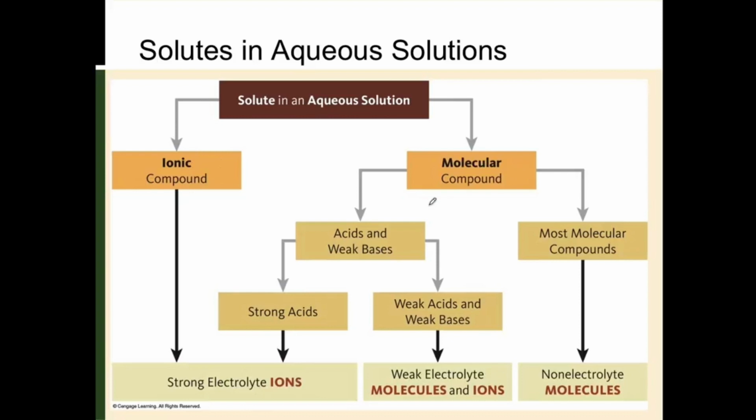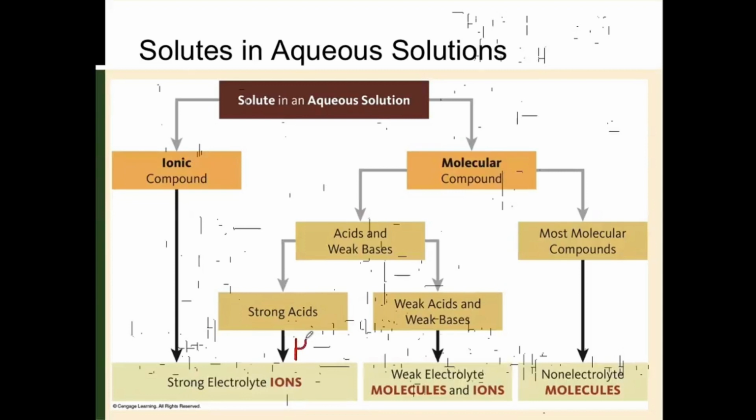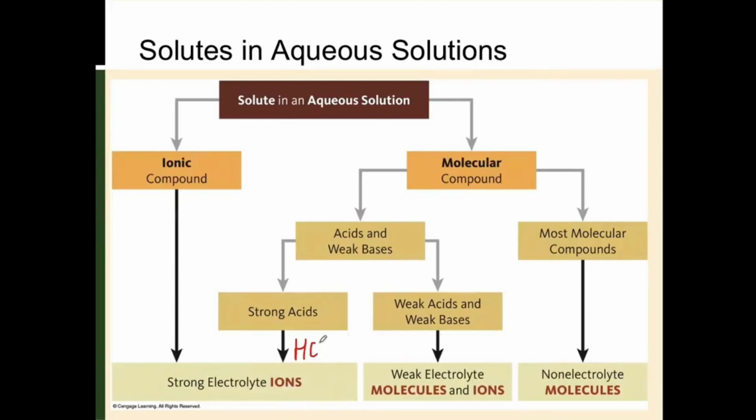So acids, or sorry, acids and weak bases. Strong acids, such as HCl, give strong electrolyte ions. So HCl is an example of a strong acid, which gives strong electrolyte ions. Weak acids and weak bases give weak electrolyte molecules and ions.